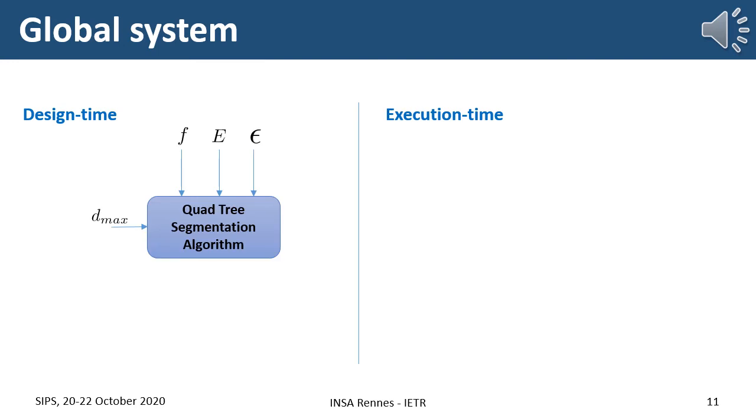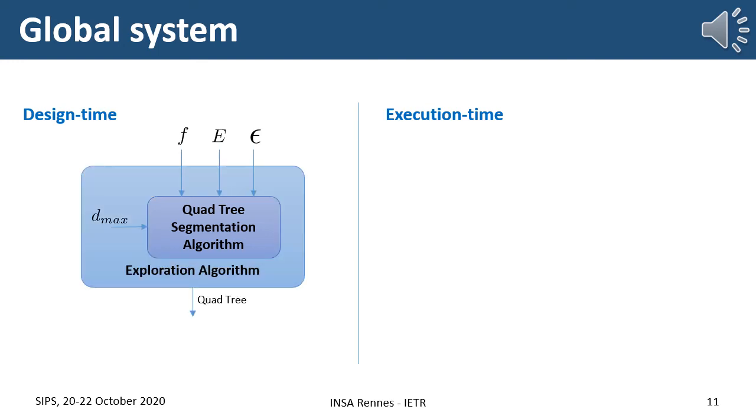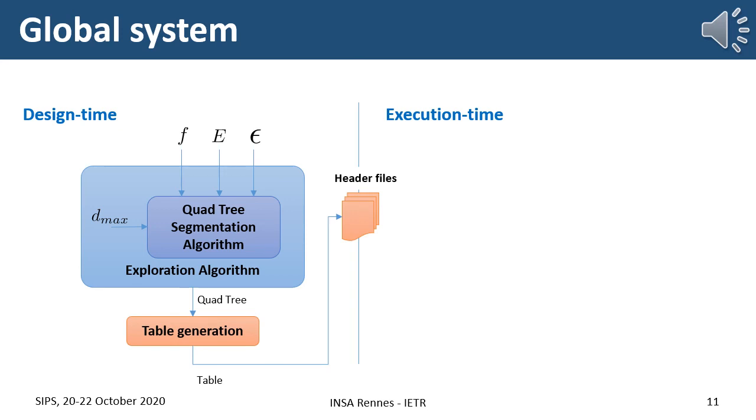Firstly, the recursive algorithm proposed in the previous slide is used to provide the quad tree describing the segmentation of the space E, to approximate the function f, with an approximation error lower than epsilon, and for the maximum polynomial degree d max. Secondly, the design space is explored by testing different maximum polynomial degrees d max. The solution leading to the best trade-off for the designer is retained, and thirdly, the tables containing the different polynomial coefficients are generated. These steps are done only once for a given function and parameters d max and epsilon.